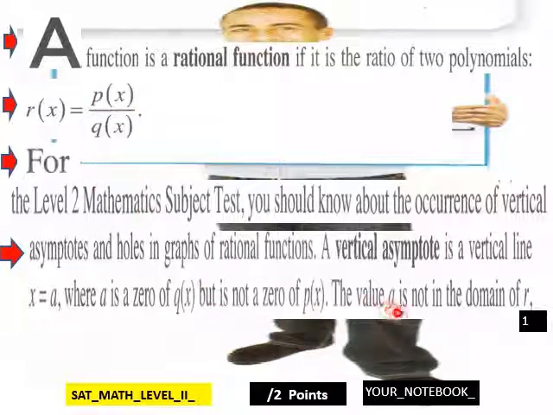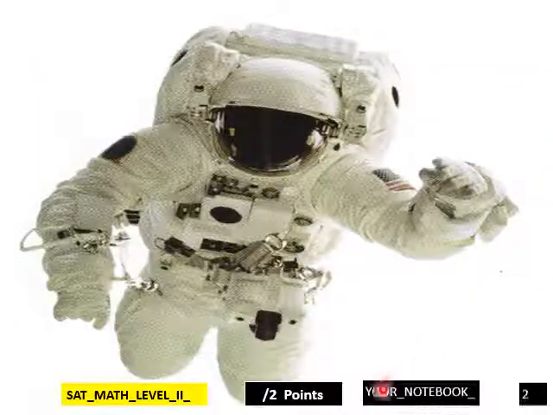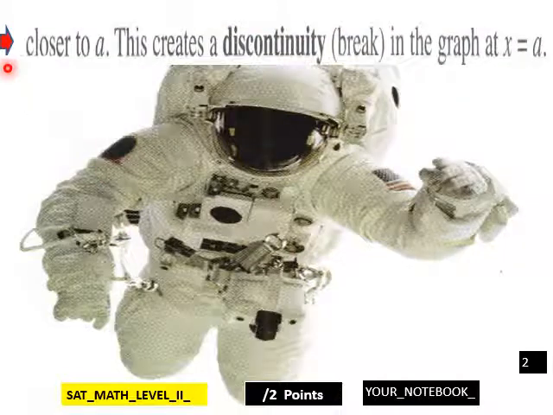The value a is not in the domain of r, and the y-coordinate gets infinitely larger in either the positive or negative direction as x gets closer to a. There it is there. This creates a discontinuity or a break in the graph at x equals a.